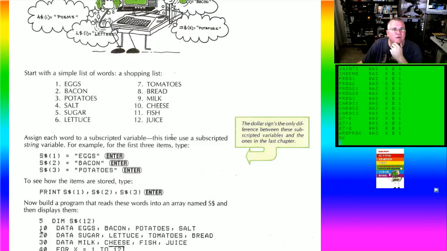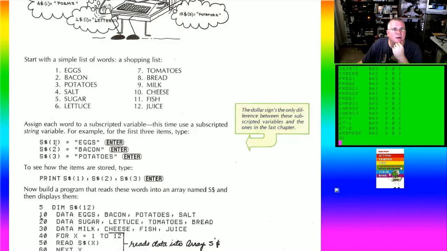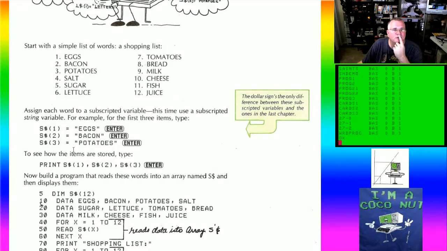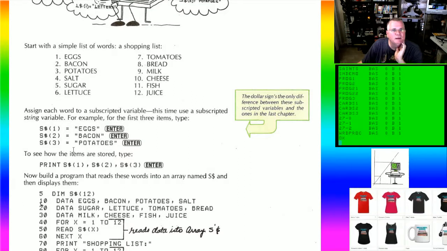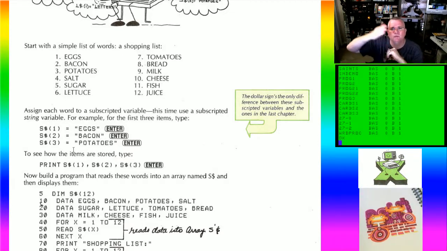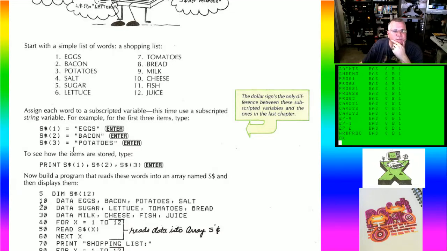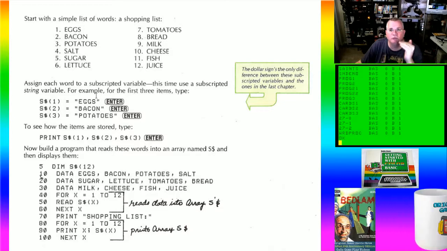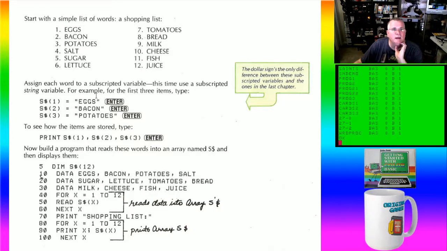For example, for the first 3 items, say S$(1) equals eggs, S$(2) equals bacon, S$(3) equals potatoes. If you want to see the items, then print them by saying PRINT S$(1), S$(2), S$(3). By the way, the commas would print them in columns. So it's showing you, without writing a program, how you could set a few strings into memory and then print those strings out in a particular order.